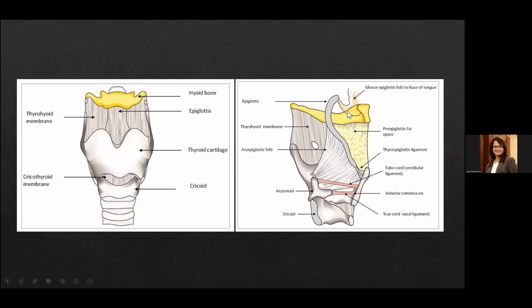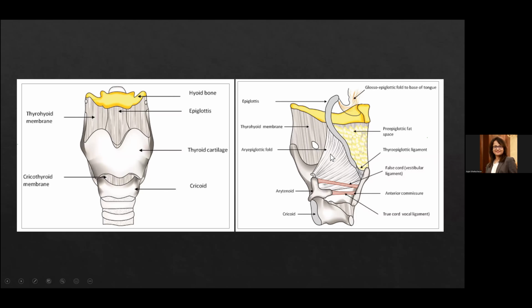Next is the arytenoid cartilage. So arytenoid cartilage is a pyramid-shaped cartilage which has a tip through which the false vocal cord starts and it attaches with the thyroid. And the two processes which lie anteriorly in the pyramid, one is the muscular process and one is the vocal process. The vocal process gives rise to the vocal cord, and the muscular process gives rise to the thyroarytenoid muscle, which helps in the movement of the vocal cord. So this is the basic framework. This membrane is the thyrohyoid membrane, and this is the cricothyroid membrane.